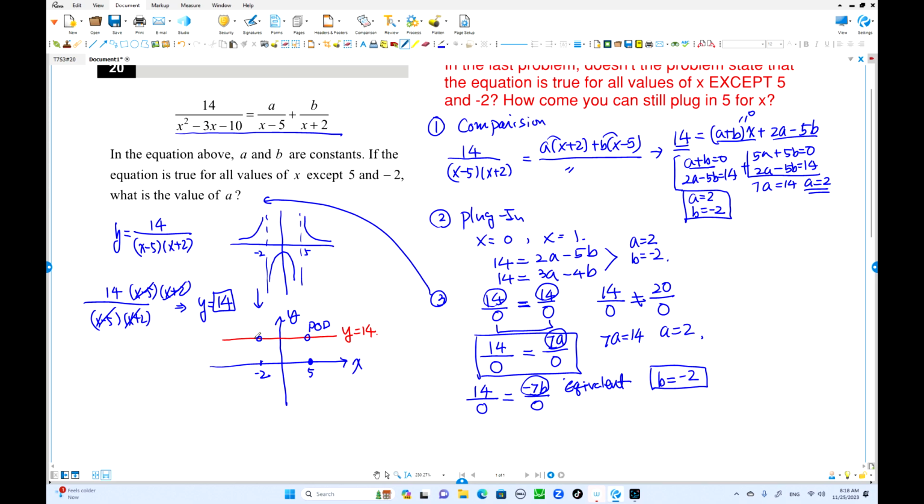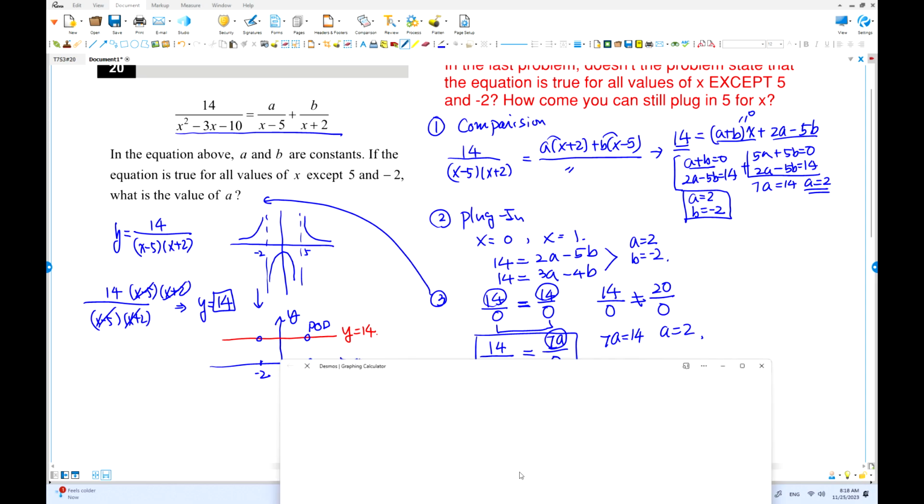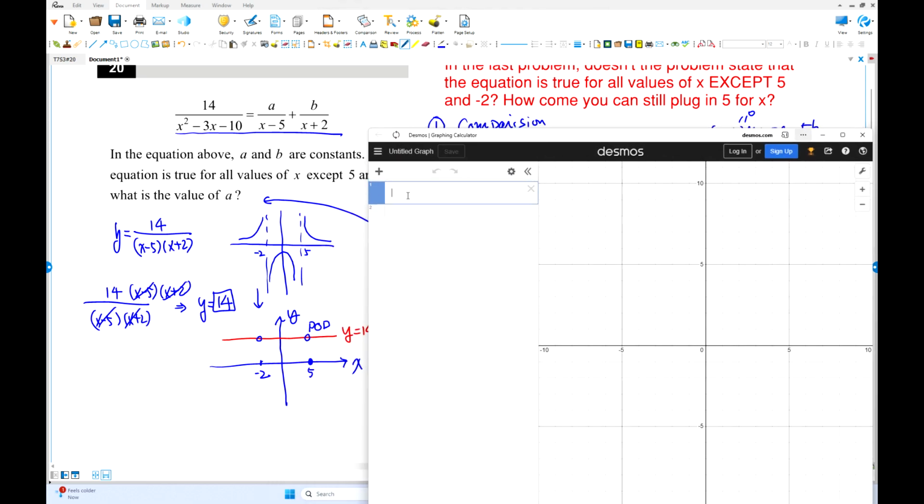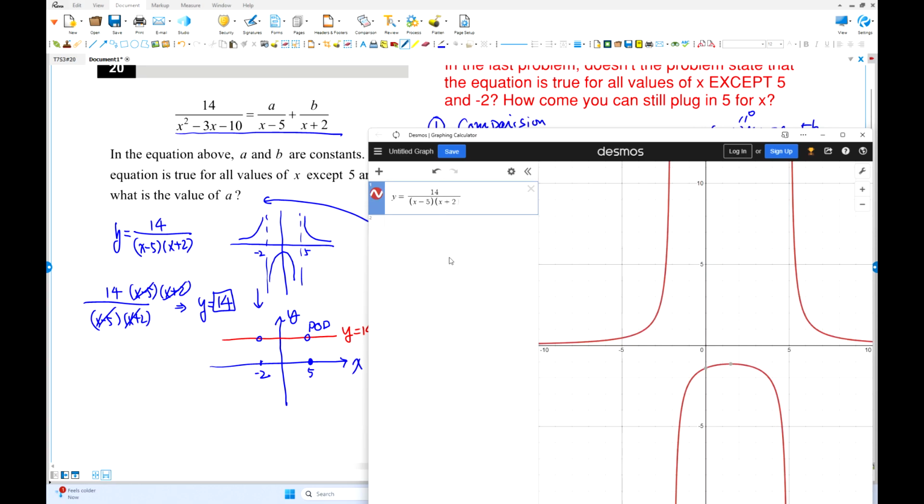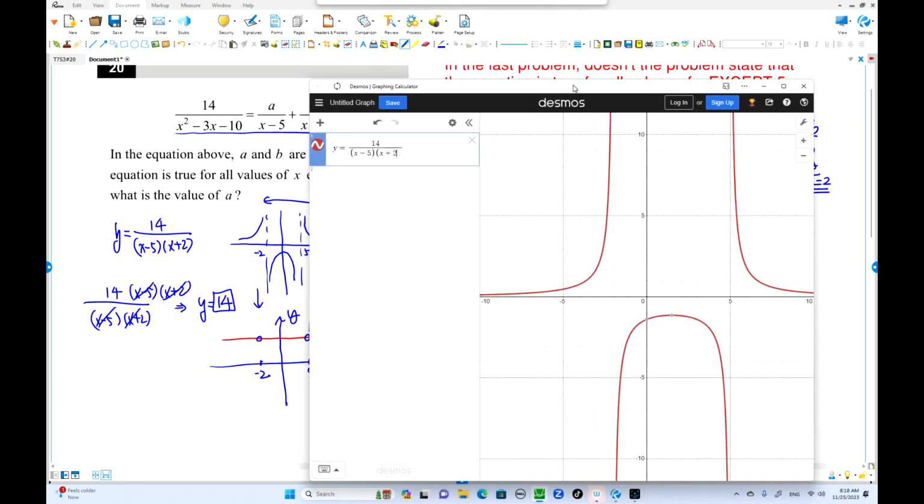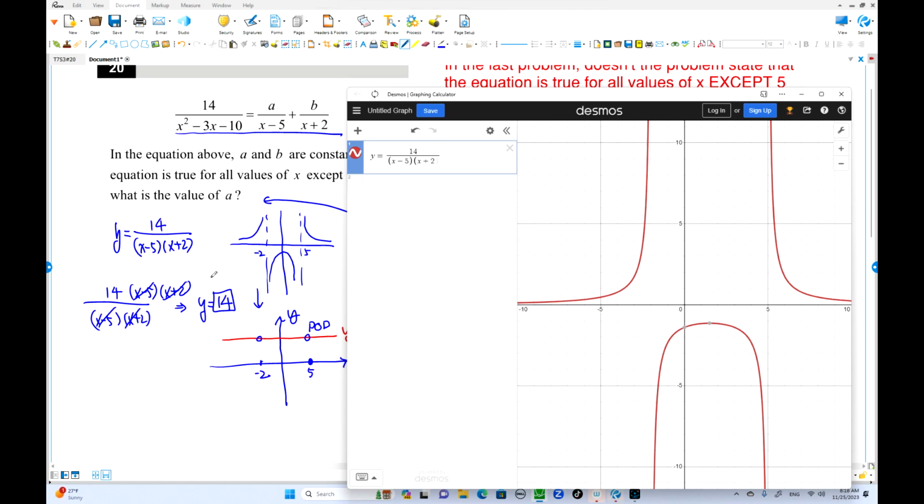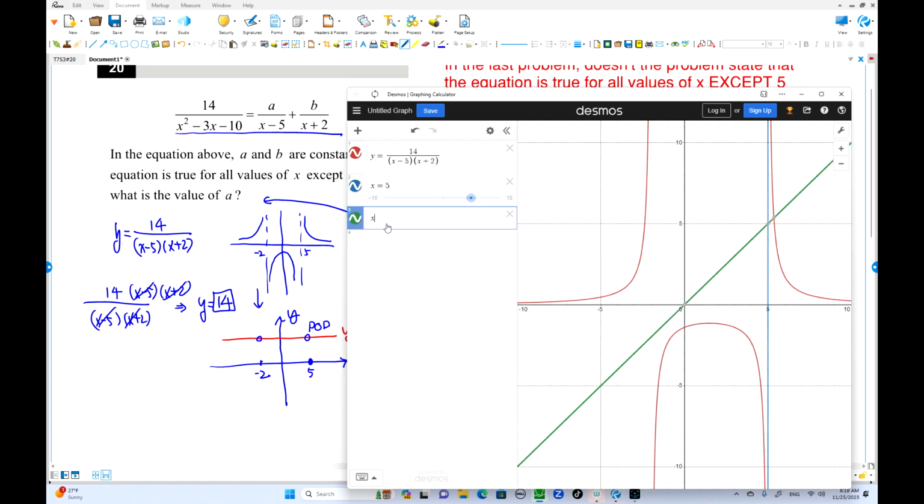I'm going to show you the graph over here, using an internet graphing tool. This is the original, y equals 14 over x minus 5 and x plus 2. This is the graph. As you can see, very similar, right? We have two vertical asymptotes, x equals 5 over here, and another at x equals negative 2, right? There are two asymptotes. That's true.